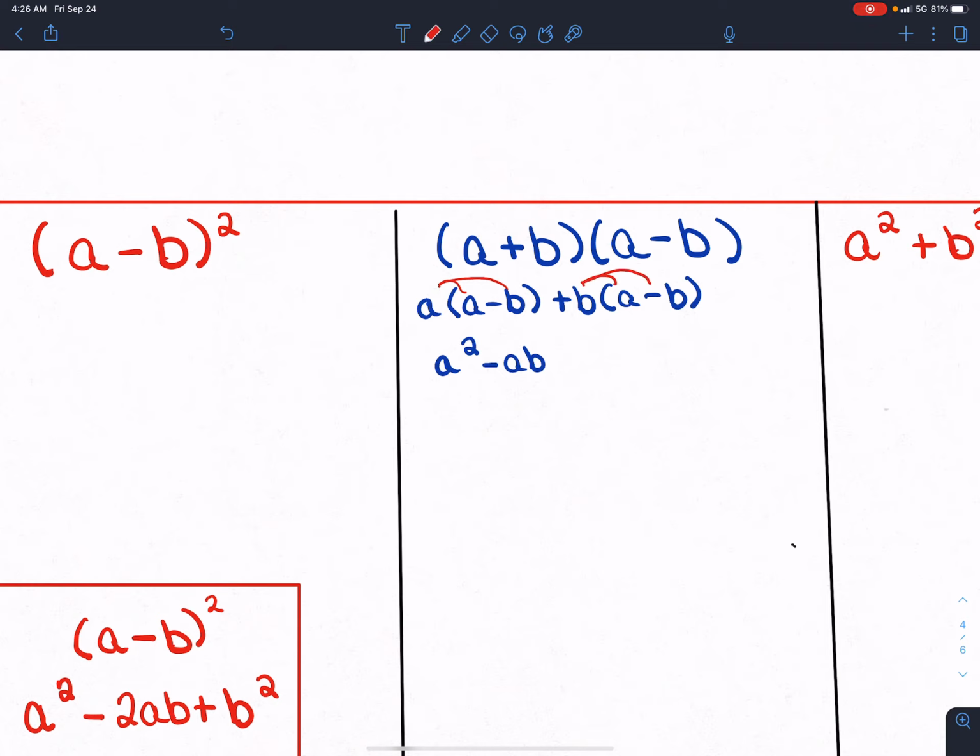Now the second one I'm going to distribute, so I would get positive ab and negative b squared. Looking at the two middle terms, they are both ab. However, one is positive, one is negative, so that means they actually cancel out. So we are left with a squared minus b squared.